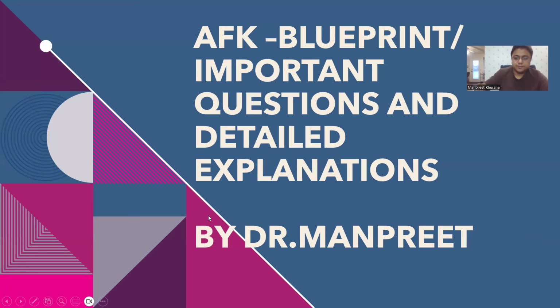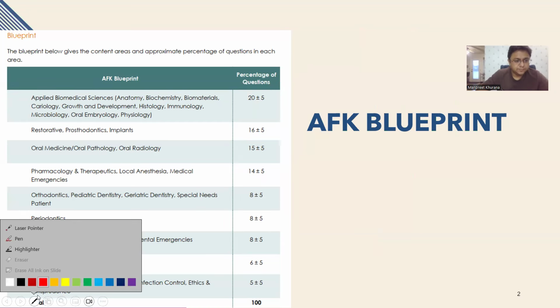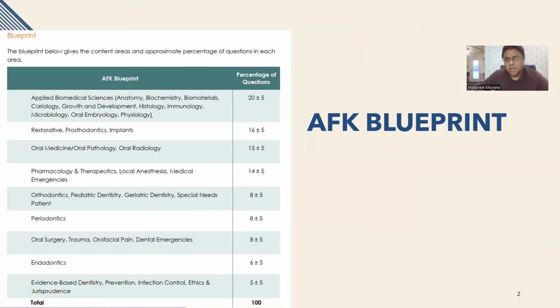So let's start. The first and foremost is the blueprint. Let me explain what this blueprint is all about. Previously, if you see the previous blueprint given by NDEB, there are slight modifications. The first and foremost modification is that they have changed the basic sciences to a mainly applied aspect. Previously, there used to be some questions based on very basic core concepts of biochemistry and anatomy. But now they're mainly focusing on the applied biomedical sciences.